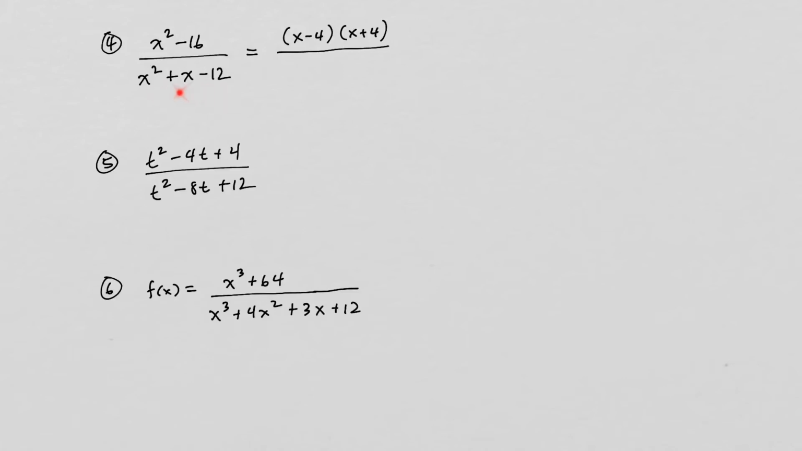And then the denominator is a trinomial. And so to factor this, there's a 1 here. So we're just looking for two numbers that multiply to give us negative 12 and that add to give us positive 1. And so that's going to factor into x plus 4 times x minus 3. Now that we have it factored, we can go ahead and state our restrictions. So x cannot be equal to negative 4 or positive 3.